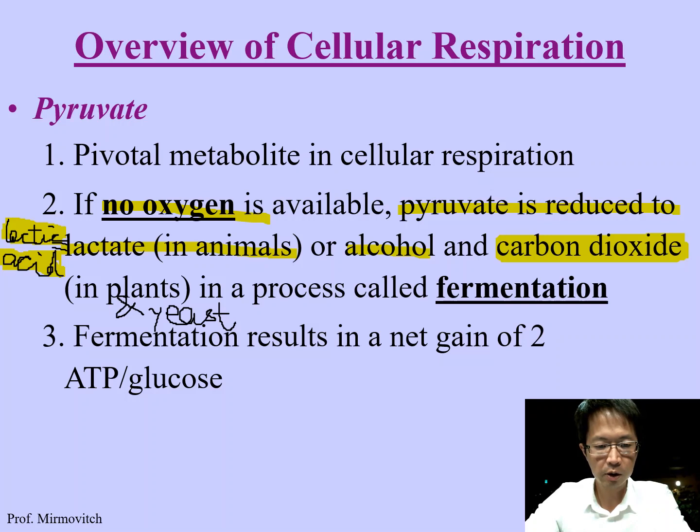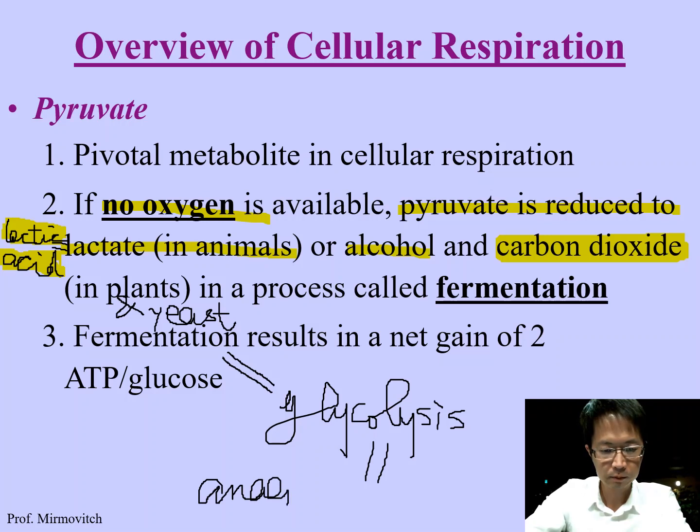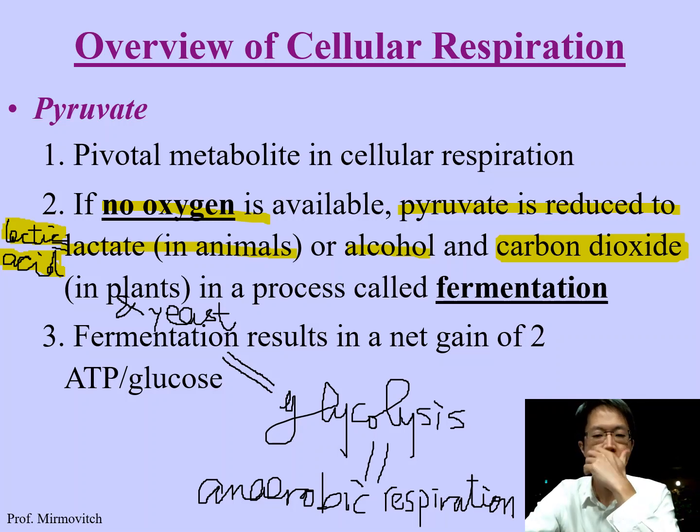Fermentation is basically the same term as glycolysis, or is equal to another term, anaerobic respiration. Therefore, fermentation, glycolysis, and anaerobic respiration all only give you 2 ATP per glucose molecule.